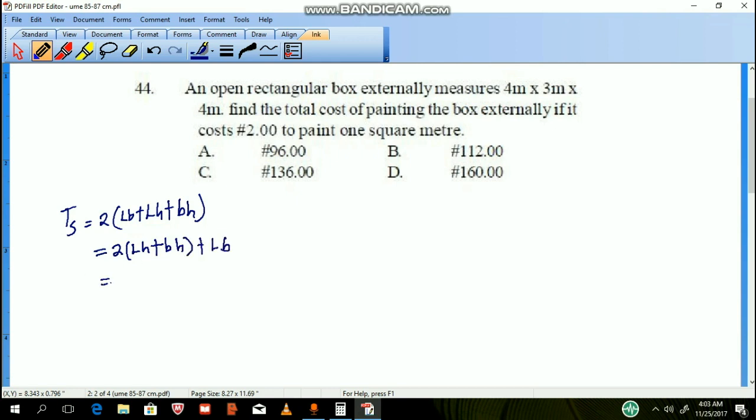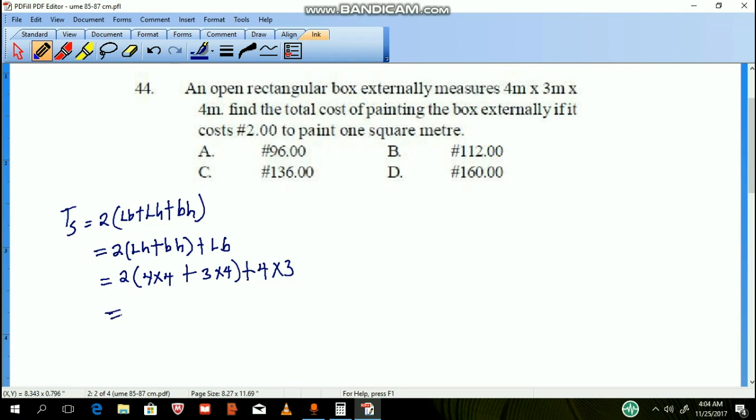That's what I'm meant to have. So I'll have 2 brackets. The length is 4 times the height. The height is 4. Then plus the breadth. The breadth is 3 times the height. The height is 4, plus the length is 4 times the breadth. The breadth is 3. I'm taking the normal convention of length, breadth, and height.